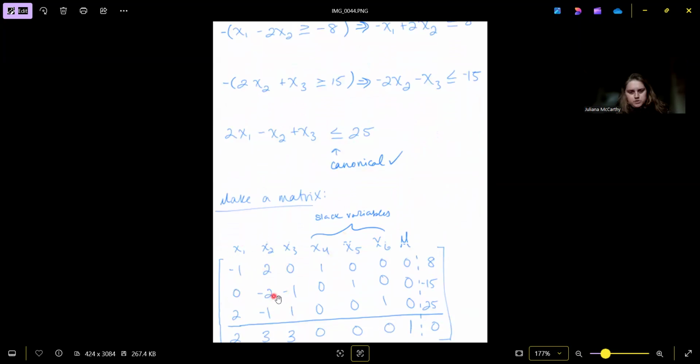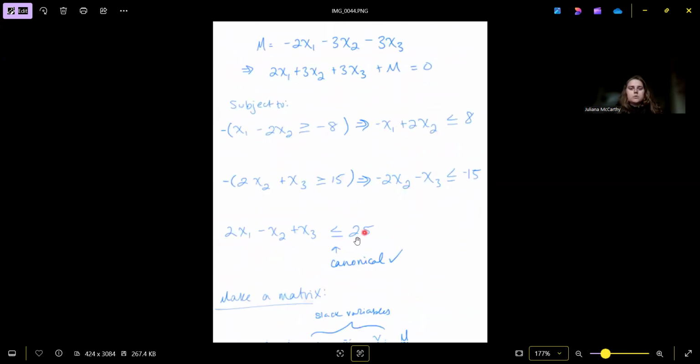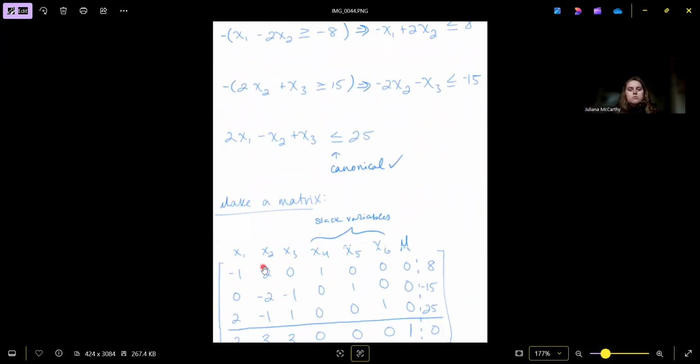We're going to just put our constraints here. So we have x1 through x3 within our constraints. Our first constraint is negative x1 plus 2x2 is less than or equal to 8. So we put that here, negative 1, 2, 0, because there is no x3, equals 8. And then our second constraint is negative 2x2 minus x3 less than or equal to negative 15. There's no x1, so that's going to be 0. Negative 2, negative 1 equals negative 15. And then our last one is 2x1 minus x2 plus x3 less than or equal to 25. So we have 2, negative 1, 1, 25. These are just the coefficients of our constraints.